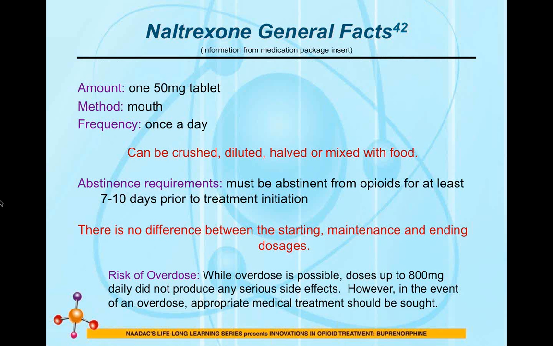There is no difference between the starting, maintenance, and ending dosages, so there's no tapering up or tapering down. There is a small risk of overdose, but they have done testing up to 800 milligrams daily, which, as you can see, is 19 times the amount of daily medication that should be taken, and no serious side effects were noticed at that point. Although you should note if there is a bit of an overdose, just contact the appropriate medical treatment so it can be sought.